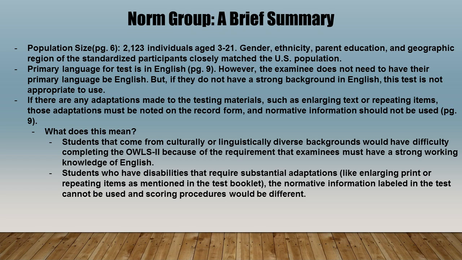Now, let us talk about the norm groups described in the administration manual. The manual states that 2,123 individuals aged 3 to 21 were used to standardize this test. They closely match the composition of the general U.S. population. However, for students who do not have a strong background in English, this test would be inappropriate to use. Also, students who require adaptations to the testing materials cannot be compared using the normative information in the manual. This means that students who do not have a strong background in English, or students who require significant adaptations, would not be able to be assessed and scored in the way this test is intended, if at all.